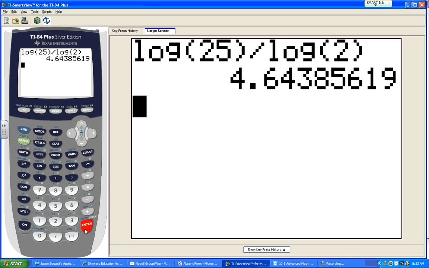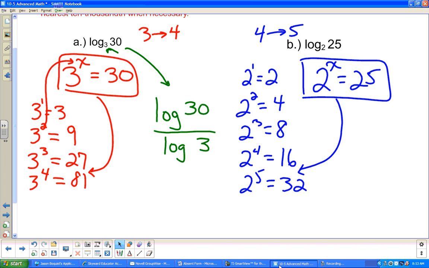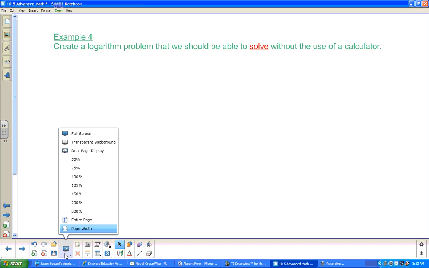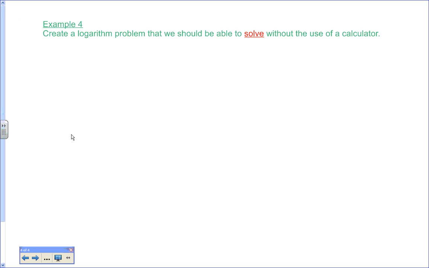All right. I'm going to give you a little bit of time then. I'm going to challenge you with this problem right here. So first, write it down, this next problem. So it's example 4. And then I challenge you to come up with something. So please create a logarithm problem that we should be able to solve without using a calculator. Notice I highlighted solve, because I don't want to just be able to make an educated guess about it. I want to be able to solve it and know what it is. Okay? So making you think a little bit backwards again.